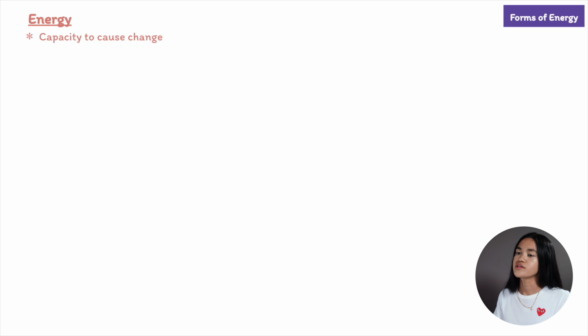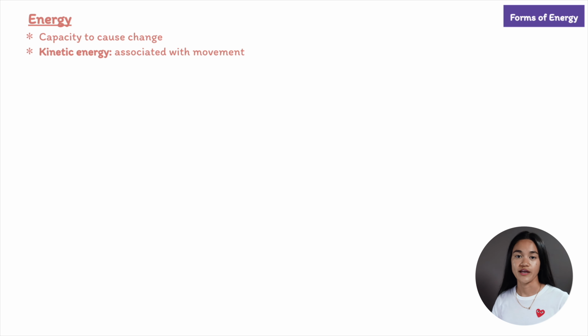Organisms depend on the ability of cells to transform energy from one form to another. Let's break down the two forms of energy, kinetic and potential. Kinetic energy is associated with movement. This type is associated with any kind of movement, such as if you are running or your muscles contracting.